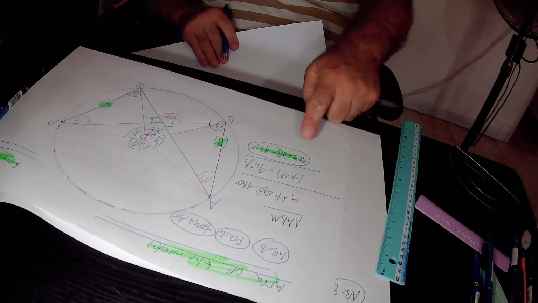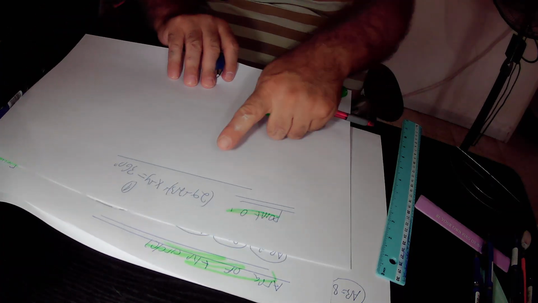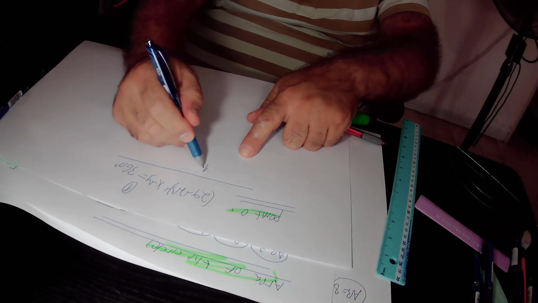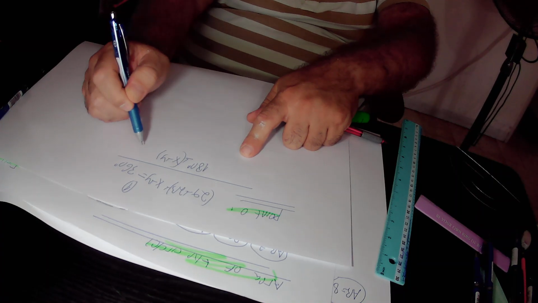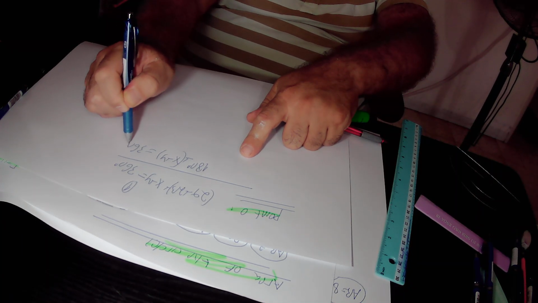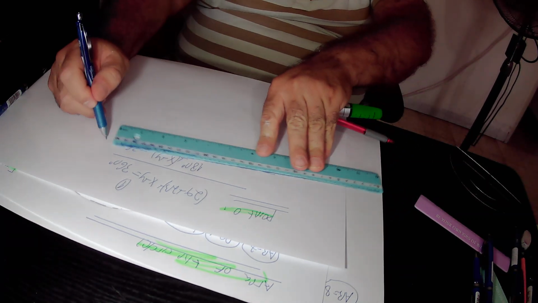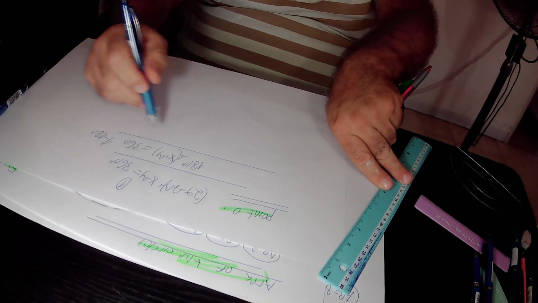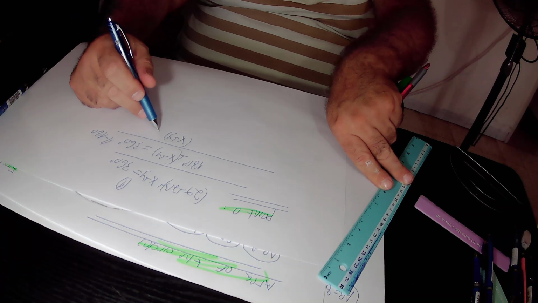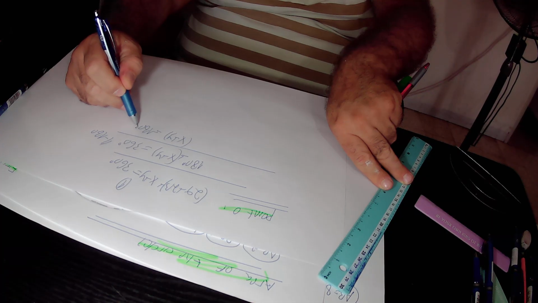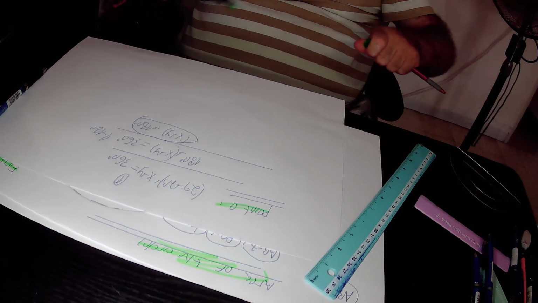But we have already found out that 2 alpha plus 2 beta equals 180 degrees. Therefore, we substitute 2 alpha plus 2 beta here by 180 degrees, plus x plus y is equal to 360 degrees. Here we'll subtract 180 degrees from this equation, and we get that x plus y equals 360 degrees minus 180 degrees, which is 180 degrees. So again, we found out that x plus y equals 180 degrees.